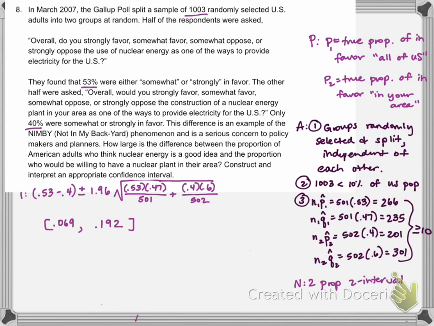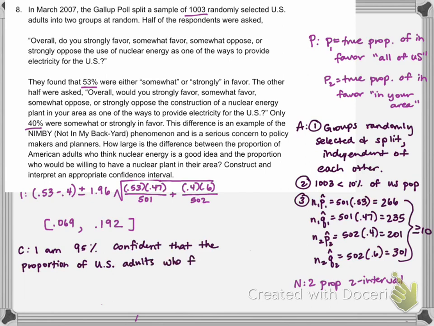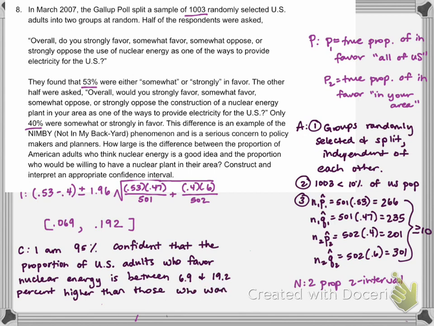And so you're going to see that both of the ends of my interval are positive. And that means that in this case, P1 is greater than P2. So I'm going to kind of put that into context here. So I'm 95% confident that the proportion of U.S. adults who favor nuclear energy is between 6.9 and 19.2% higher than those who want one in their area. And so people who want it in general is generally higher by 6.9 to 19.2% than people who are willing to have it in their backyard.